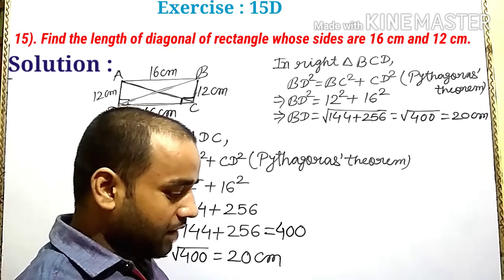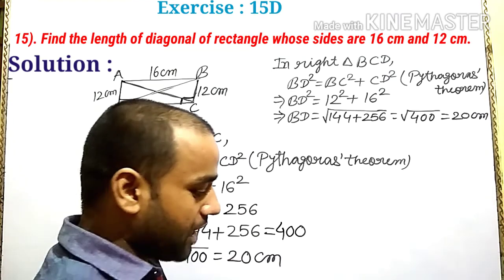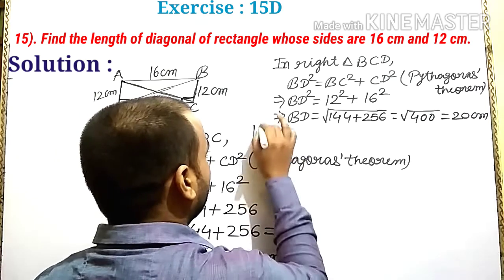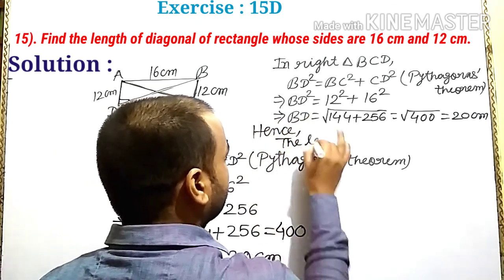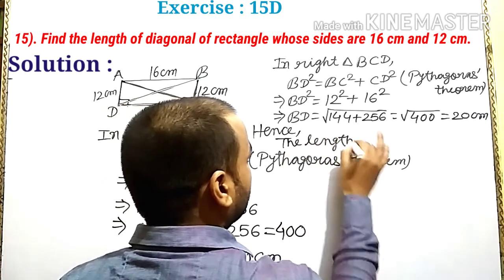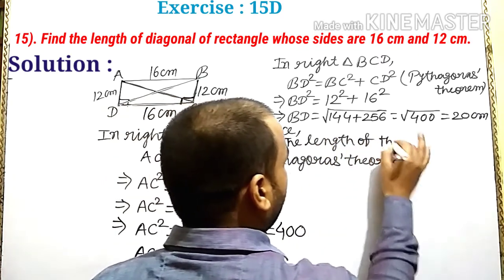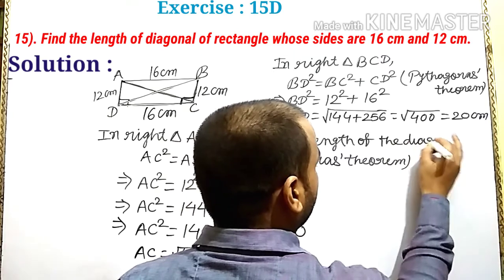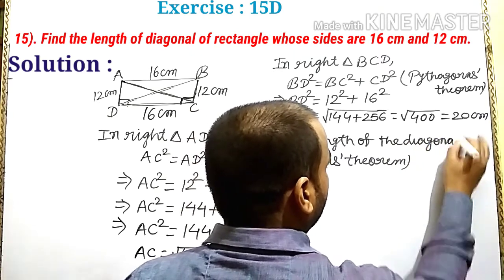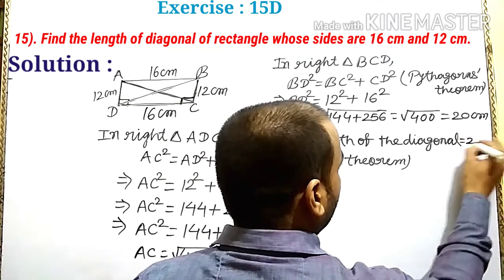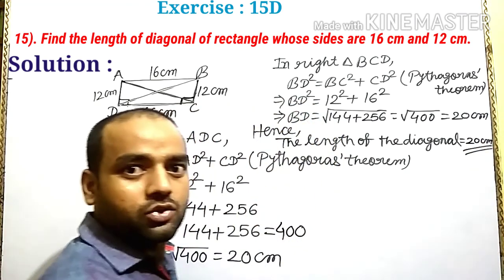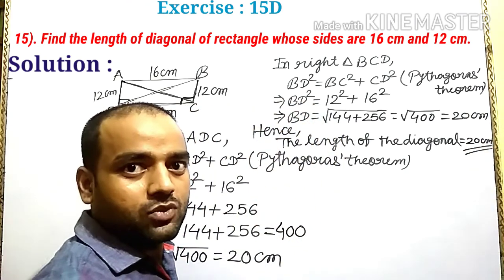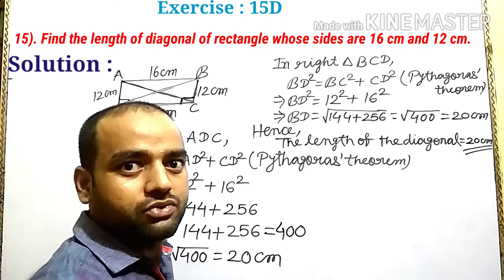So we here find the length of diagonal of the rectangle. So hence the length of the diagonal is equal to 20 centimeter. This is your required answer. Is it clear? Now let us discuss question number 5.